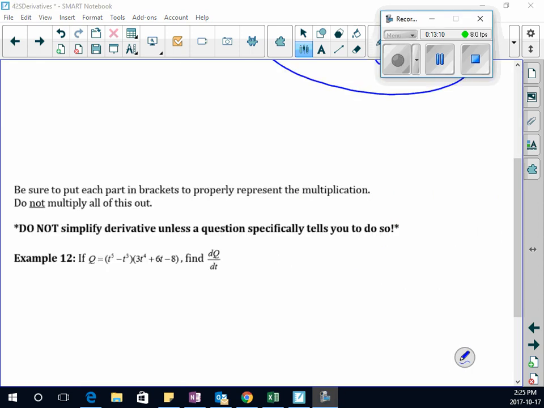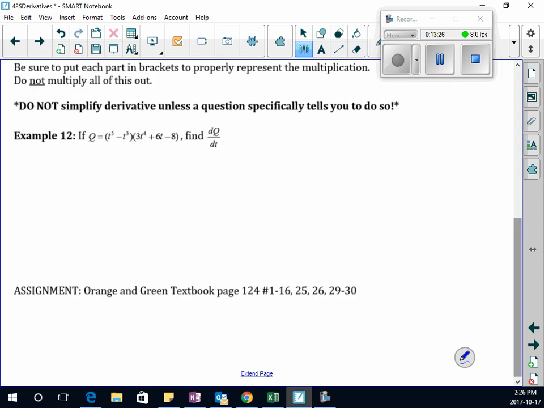Be sure to put each part in brackets to properly represent multiplication. Do not multiply all of this out. Do not simplify the derivative unless the question specifically tells you to do that. Otherwise, that's so much work for nothing. Okay, let's find the derivative of this.